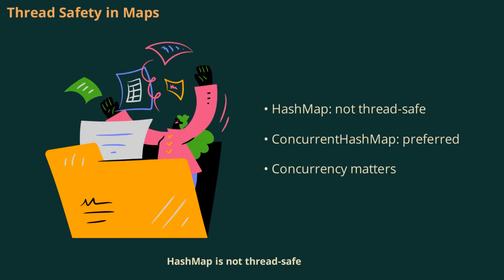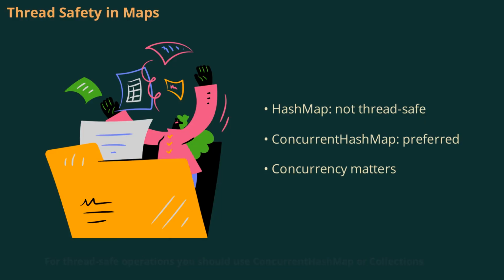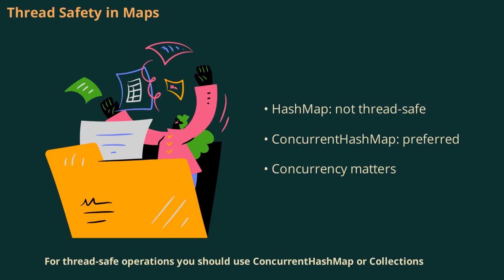HashMap is not thread-safe, which means it can lead to unpredictable results in concurrent environments. For thread-safe operation, you should use ConcurrentHashMap or Collections.synchronizedMap. ConcurrentHashMap is generally preferred because it allows better parallel access and performance. This distinction is vital when designing systems that require high concurrency and reliability. Interviewers often probe your understanding of thread safety and your ability to choose the right data structures.